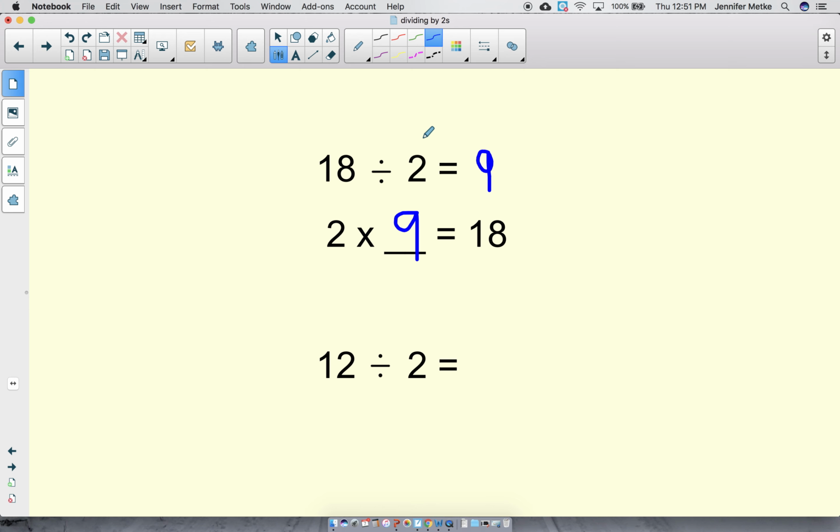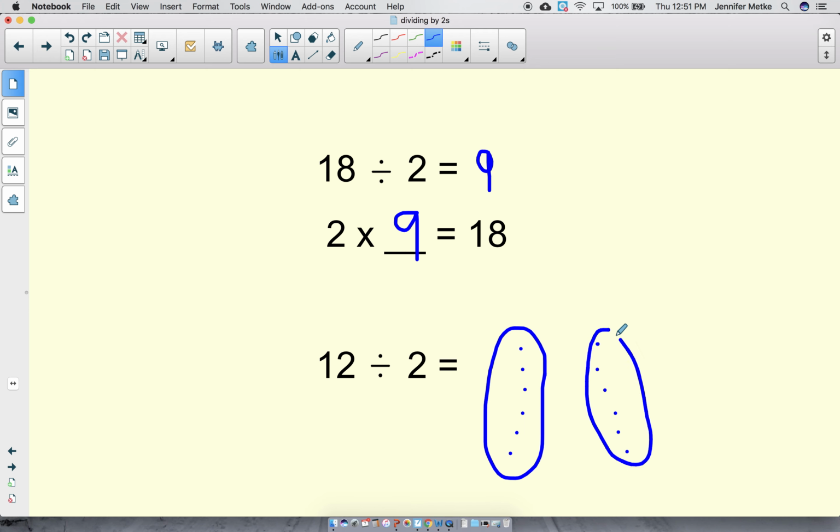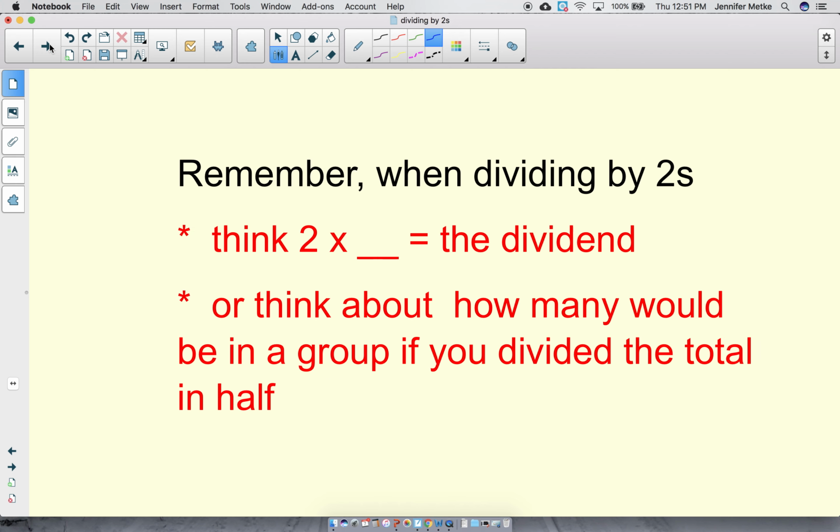But let's say I just don't remember that. 12 divided by 2, I just can't remember 2 times what is 12. I can think, 12, what would that be divided in half? Like if I take 12 and put it into two groups, how many would end up being in each group? So if I take 12 and put that into two different groups, you'll see that I end up having 6 in a group. So 12 divided by 2 is 6.